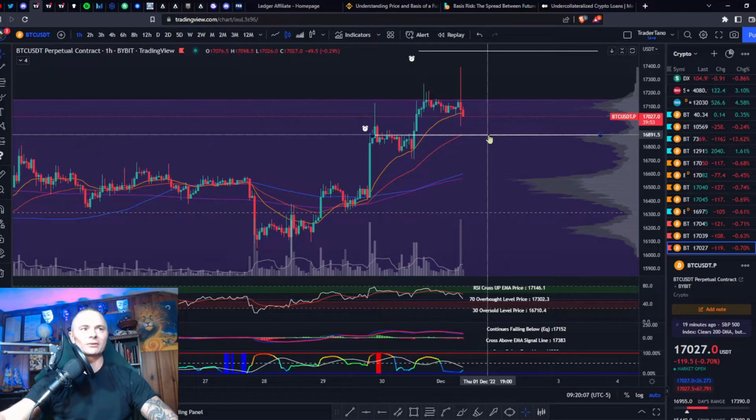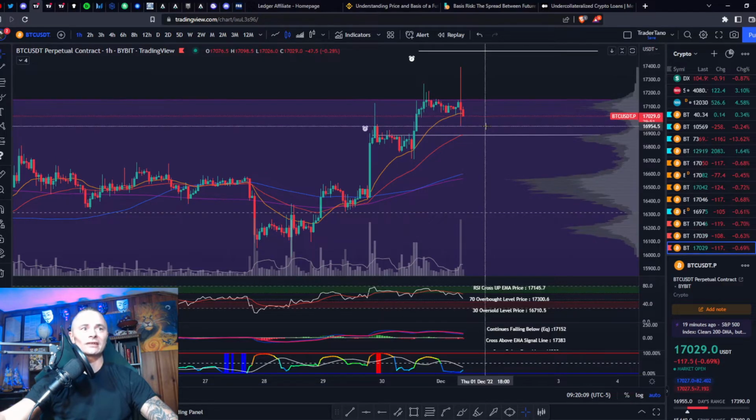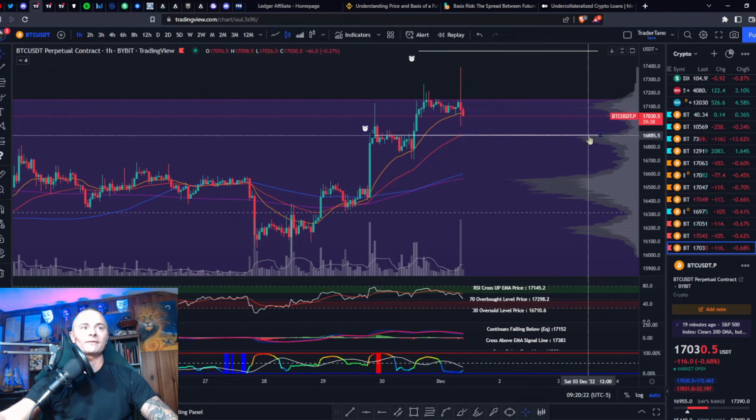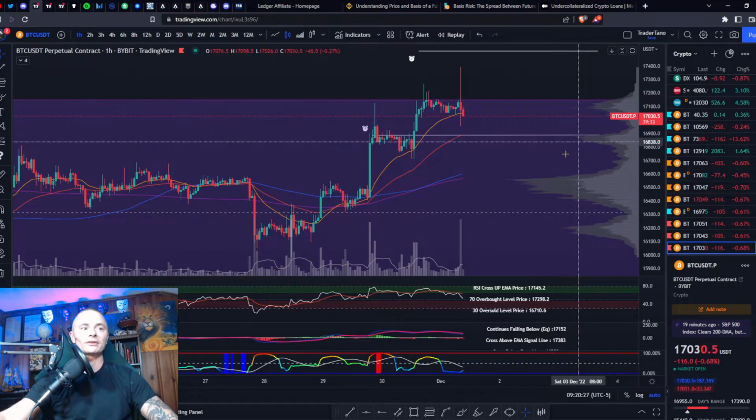So the question is, do we go to the 50? Right now, it's kind of looking like it. If we could go down to the 50 and still be in good shape. Like I said, possibly have a wick lower, grabbing some liquidity. Also we have a VPVR level right there at that 50. So that's going to be pretty good support.